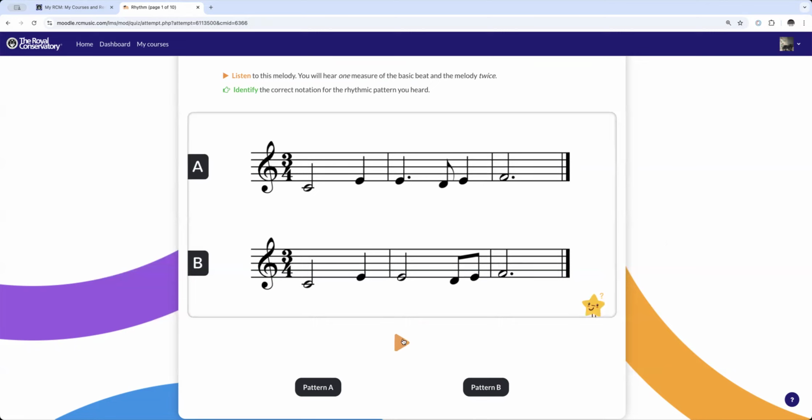Again, which one should you choose? Okay. Count the beats. 1, 2, 3. Okay. So which one? Very good. Most of you have answered correctly.